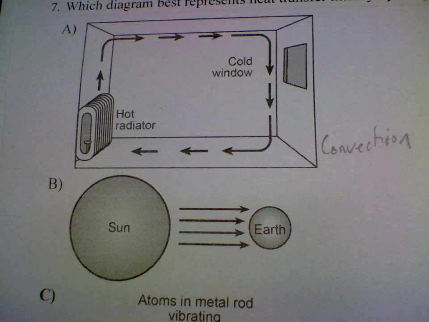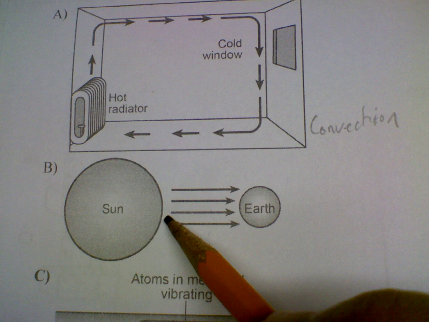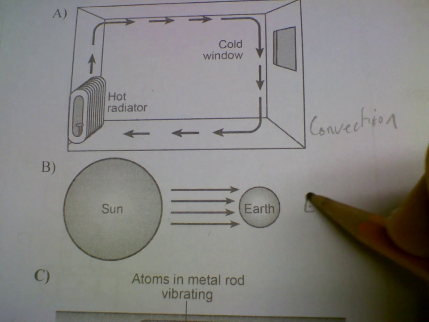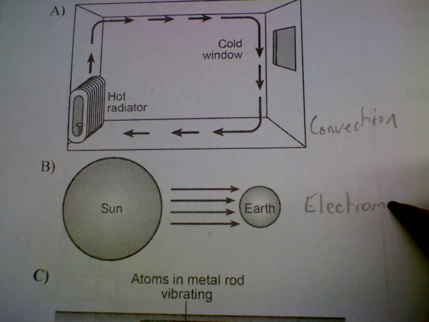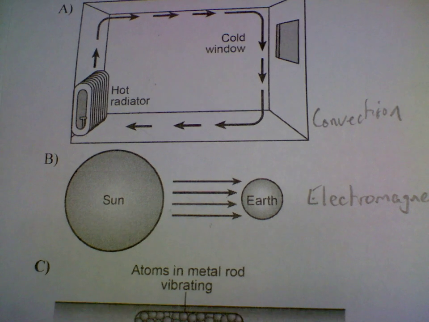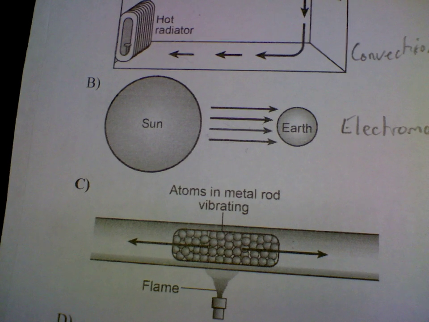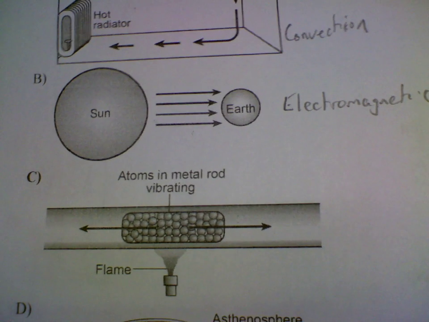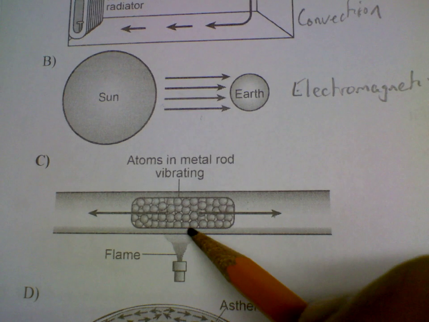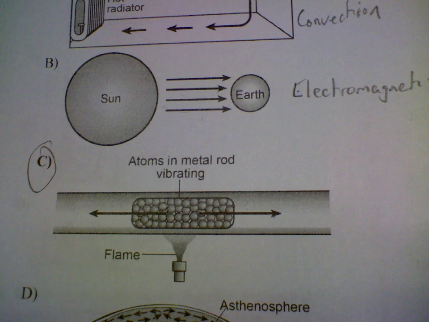Choice B is the sun's energy traveling to Earth. That's traveling through space. Any energy that travels through space is electromagnetic, and that's exactly what we talked about on page 14 of the reference table. But take a look at C. C has atoms in a metal rod vibrating. Well, that metal rod's solid. The atoms are in a solid, and conduction occurs in a solid. So choice C is a solid choice.